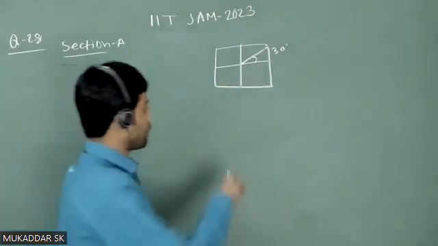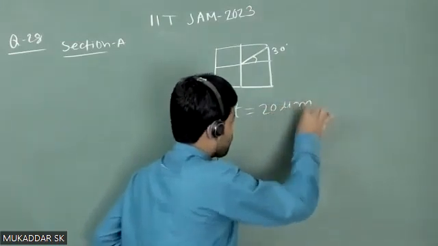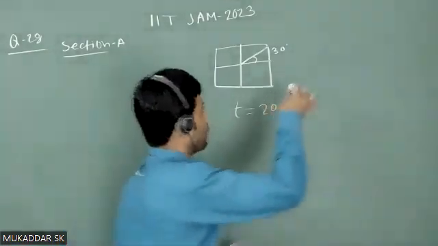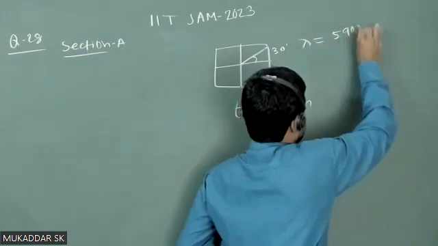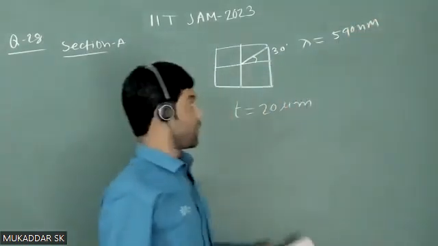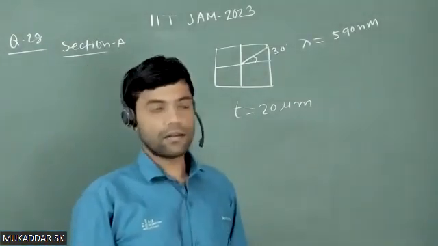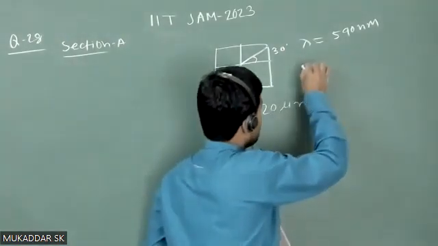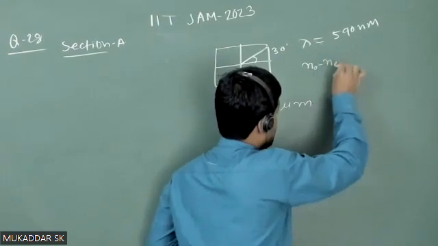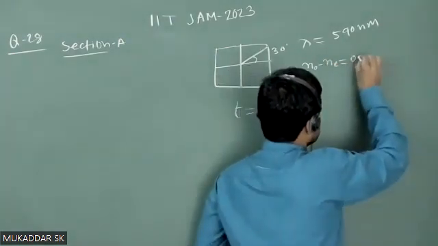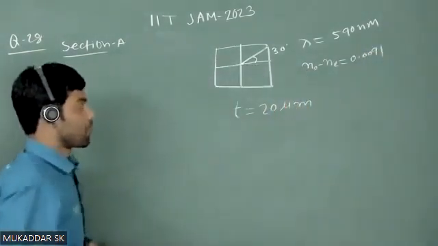The thickness of this quartz plate is given as 20 micrometer. The wavelength of incident light is also mentioned, that is 590 nanometer. And the difference between the refractive indices of the O ray and E ray is also mentioned: for this crystal, the refractive index of the O ray differs from the E ray by a factor of 0.009.